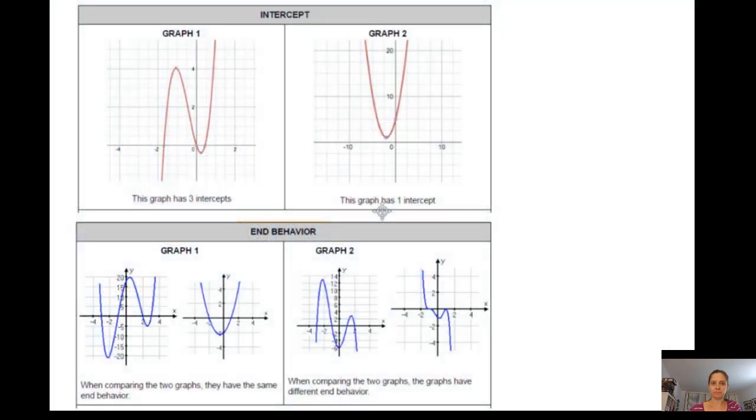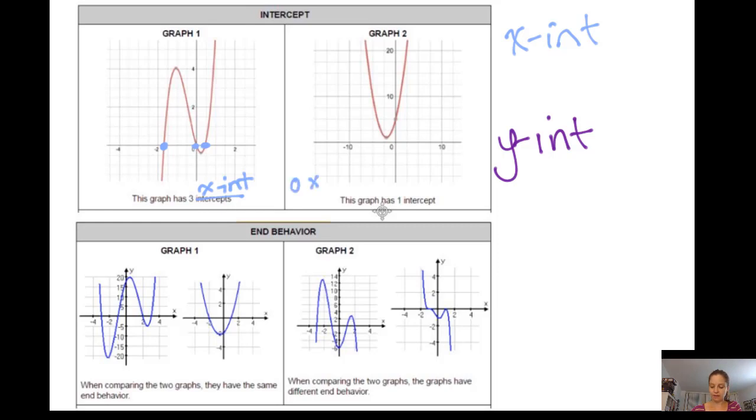We begin with intercepts. So you've probably heard of x-intercept and y-intercept. These are points where the graph crosses either the x-axis or the y-axis. On graph number 1, this graph has 3 x-intercepts, 3 points where the graph crosses the x-axis. So I'm going to change that to x-intercepts. And graph number 2 has 0 x-intercepts. It never crosses the x-axis.